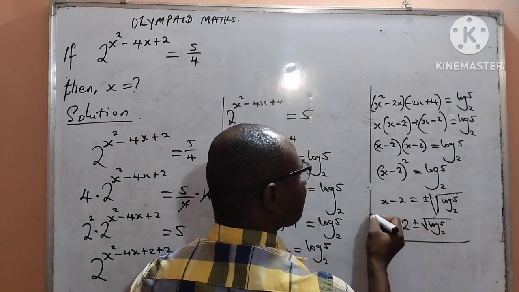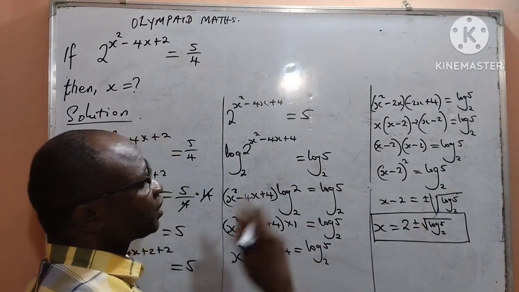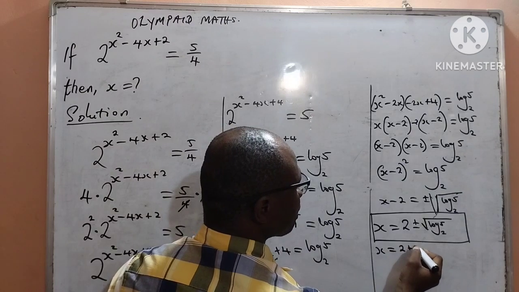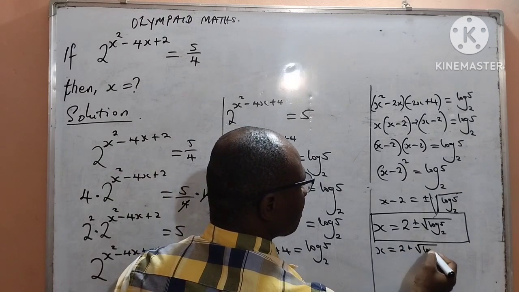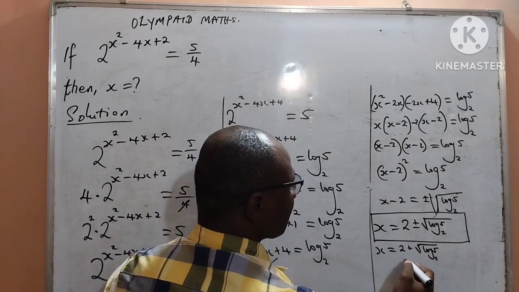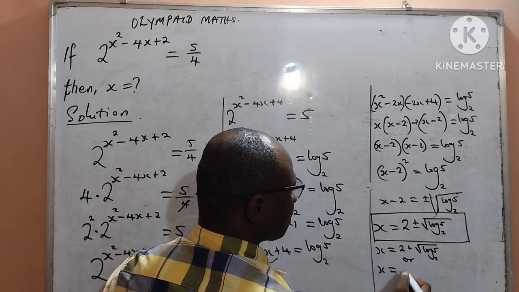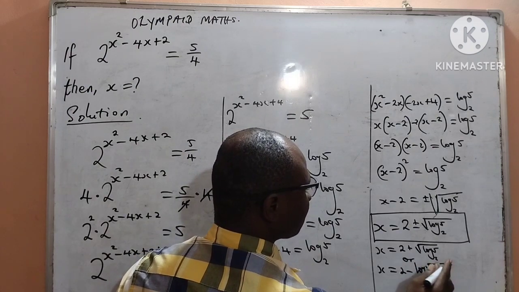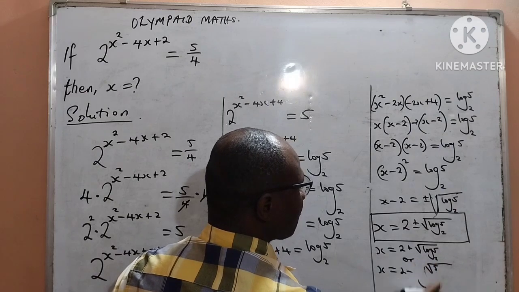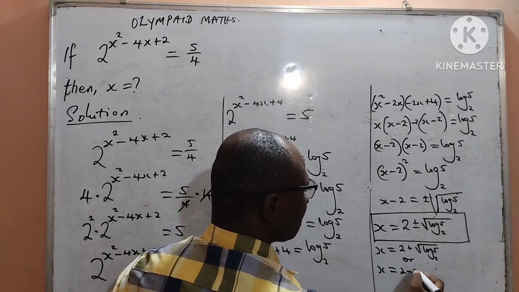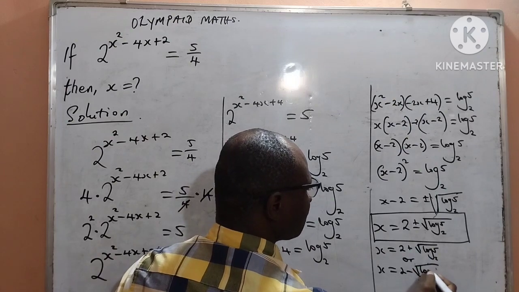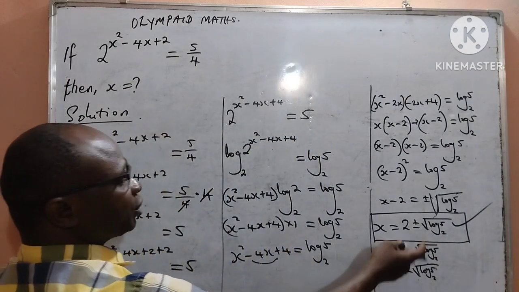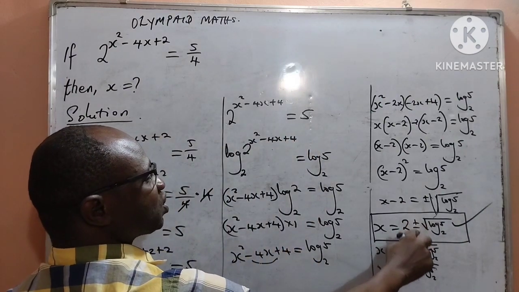This is the final answer, meaning we have two answers here. If you like, you can separate it that x is equal to 2 plus the square root of the log of 5 base 2, and or x is equal to 2 minus the square root of log 5 base 2. So this is our final answer, or you put it separated because we have plus or minus here.